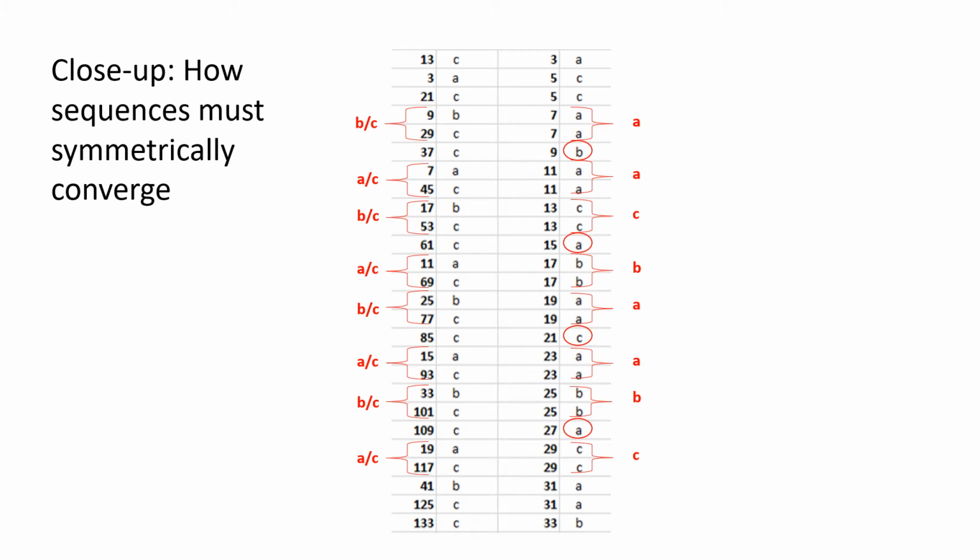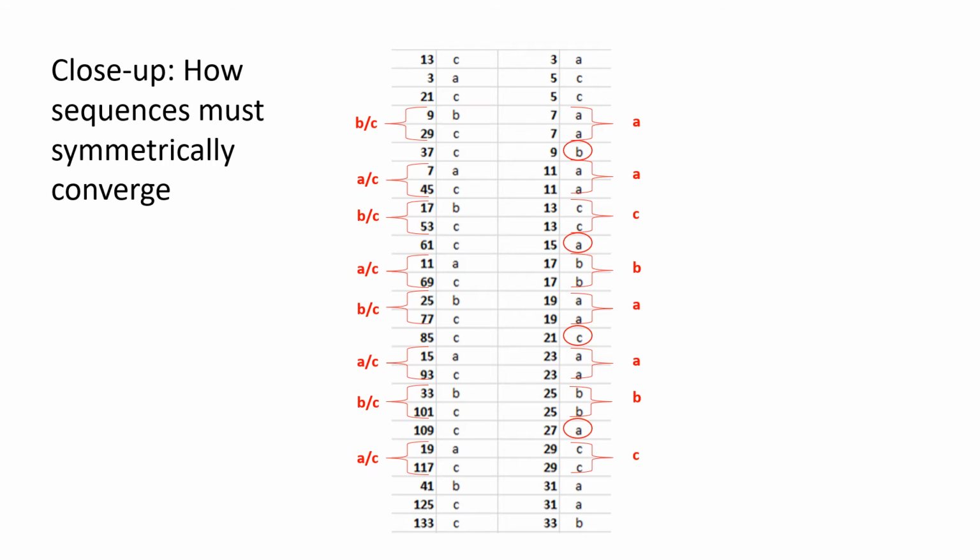So for 7 we have 2 inputs, 9 and 29. 9 is congruent B, and 29 is congruent C. I should really just say case. So let me just change that to case from now on. In the case of 11, we have case A and case C, 7 and 45. And then for 13, we have case B and case C.